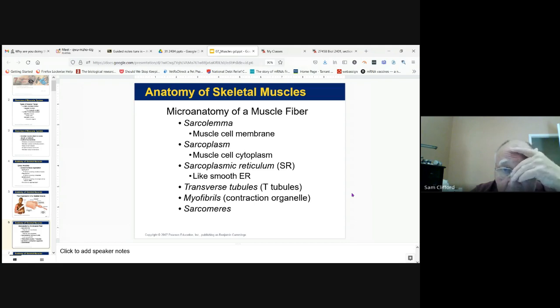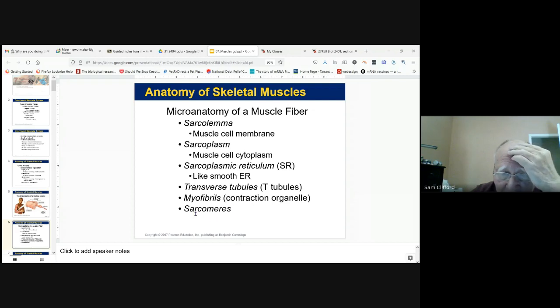So what are the parts of a muscle fiber? Sarcolemma is the muscle cell membrane of an individual muscle cell or fiber. Sarcoplasm is the muscle cell cytoplasm. The sarcoplasmic reticulum is a network of tubes, and in order to allow the muscle to contract and relax, transverse tubules, we'll see what those are, myofibrils, and sarcomeres.